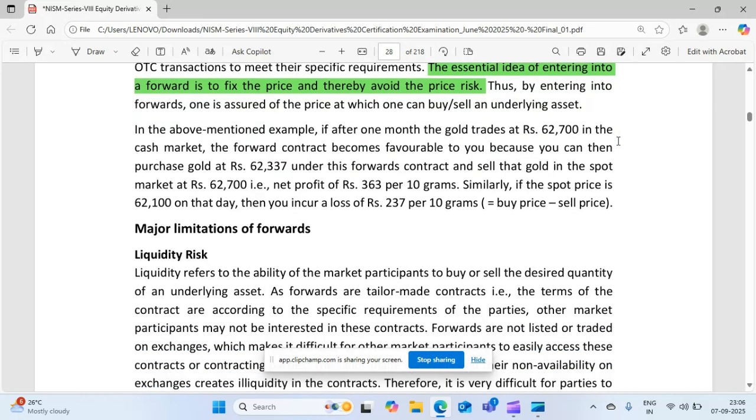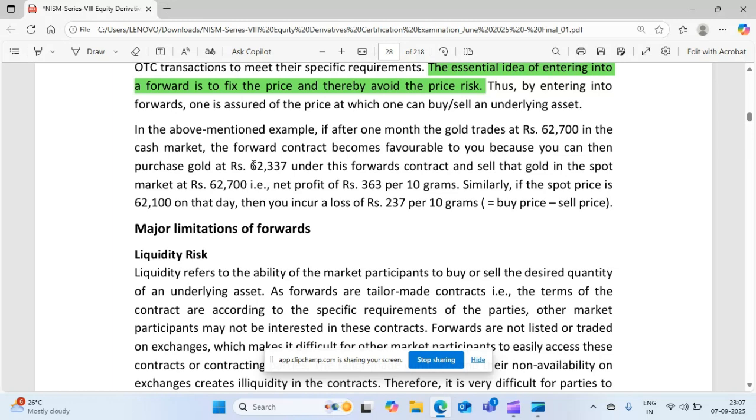Whatever is the price on the date of actual exchange of goods between the parties, the transaction will happen as the difference between the two values. Let us look at the example here to understand. Suppose after 1 month the gold price is 62,700 in the cash market, the forward becomes favorable to you because you can then purchase gold at 62,337. This is the price at which you have done the contract.